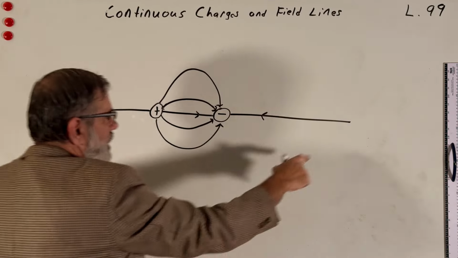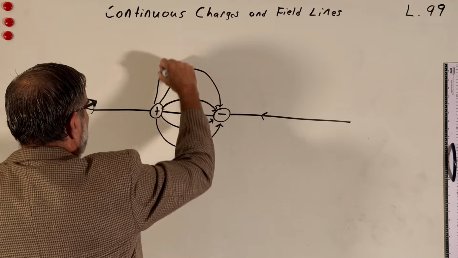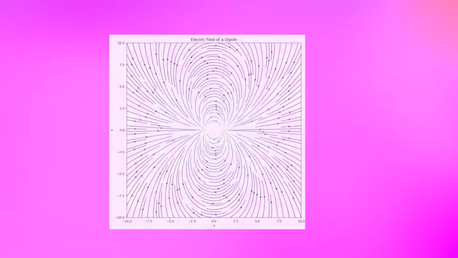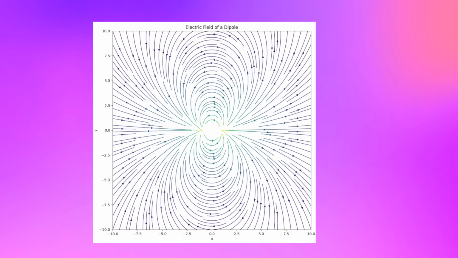So this line here is actually coming back around in here. But you could continue on like this. My field line drawing skills are not the greatest, but here is a computer image of what I'm trying to draw here, right? The far field is going to look like no charge at all there, okay?